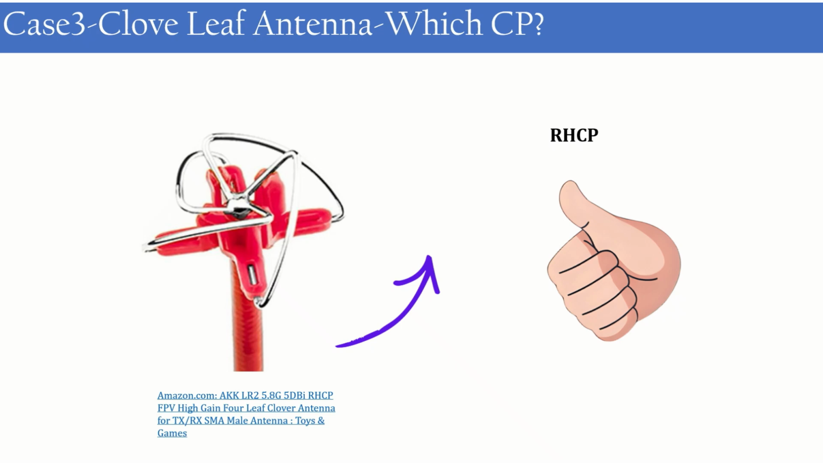And let's see the case of a cloverleaf antenna. If you consider the folding from the bottom position to the top position, you can see that this is the orientation of that wire. If I'm using my right hand with the thumb in the direction of propagation, you can see that my folding is in the same direction as that of this wire. So this antenna is also a right-hand circularly polarized antenna.